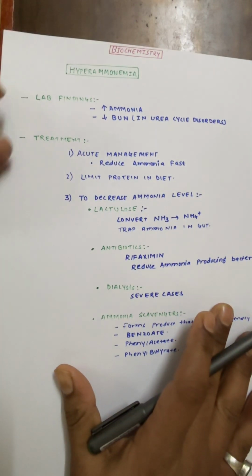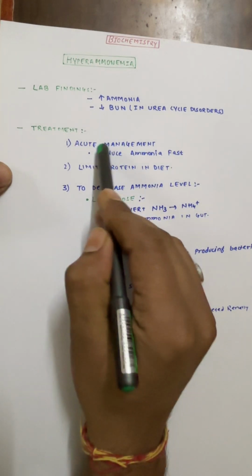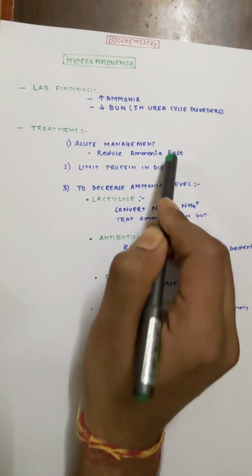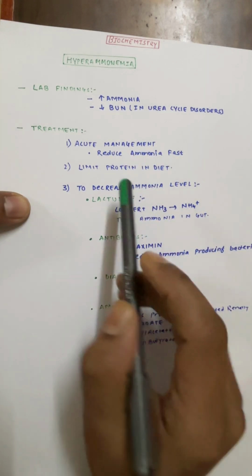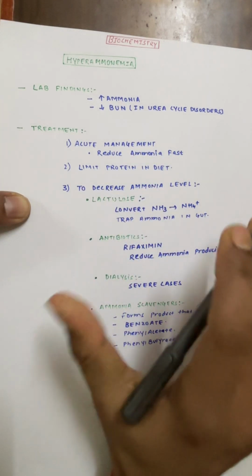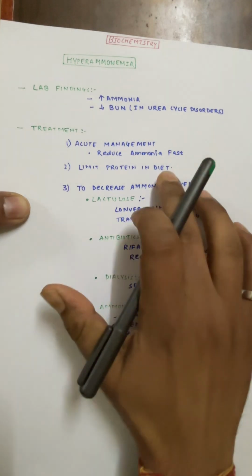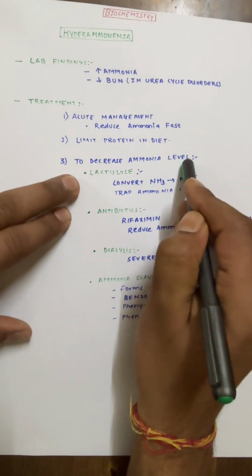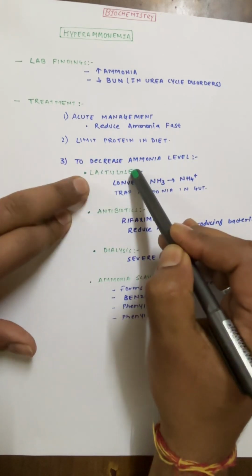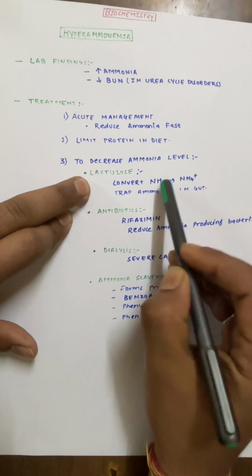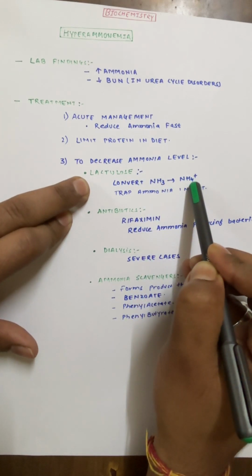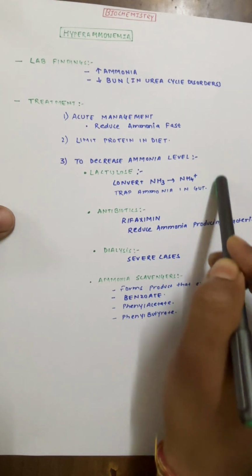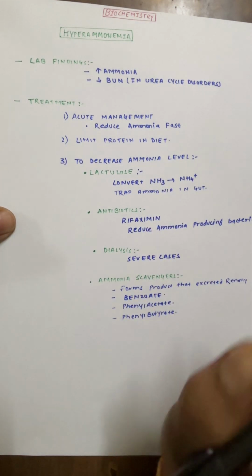Now coming to the treatment part. The acute management is to reduce ammonia fast. If any patient is very severe, then the first thing is to reduce ammonia fast. Second is to limit protein in the diet of the patient. The third thing is to decrease the ammonia level. We can give lactulose. Why? Because lactulose will convert the ammonia into NH4 plus, and this NH4 plus will trap ammonia in the gut, and that will decrease the level of ammonia.